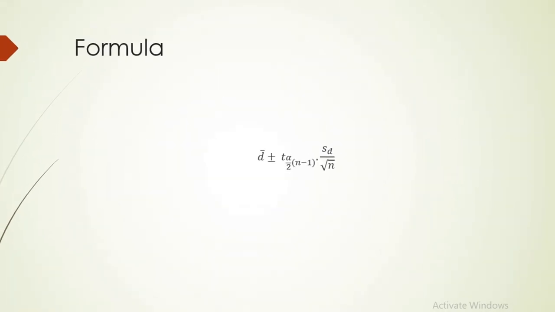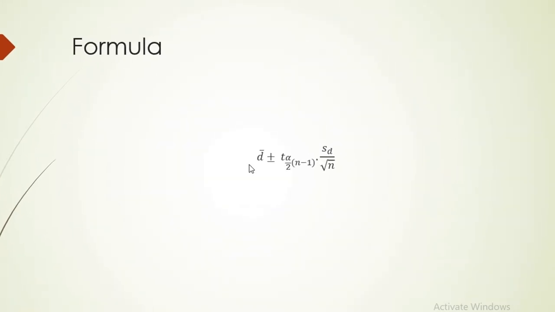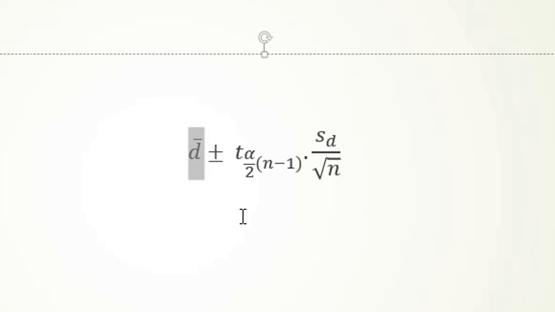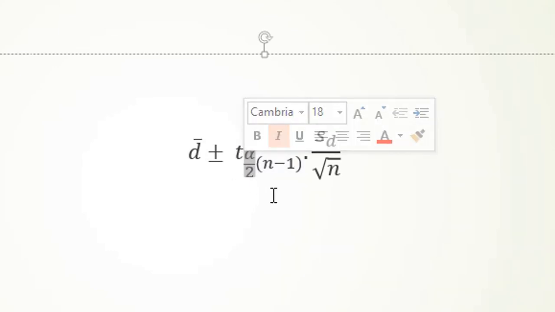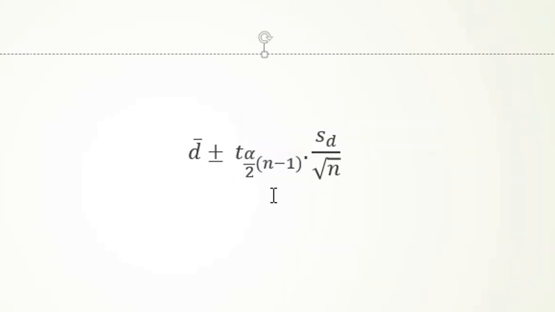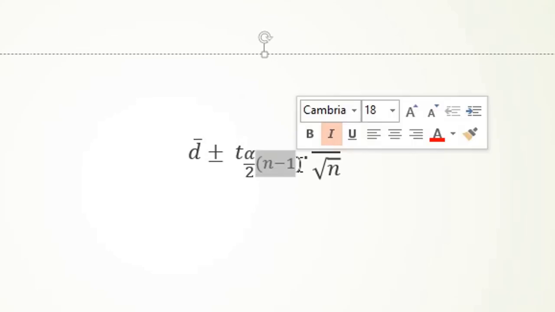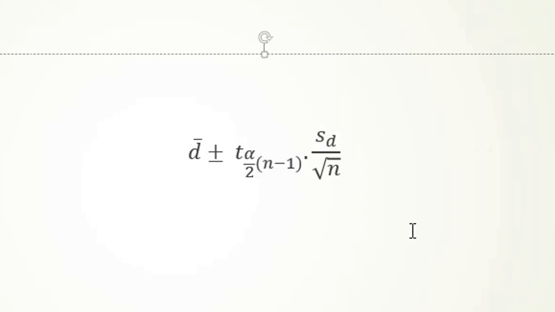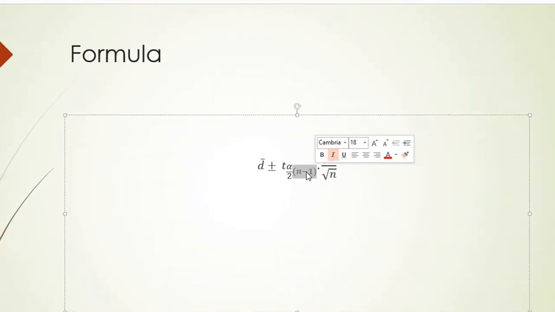So what's the formula for the dependent sample? Bar D is basically the mean of the difference between two sample readings, and SD is the standard deviation of the differences between measurements. Here we use t alpha by 2 as our confidence level, and n minus 1 is our degrees of freedom. So this is the difference between the independent sample t test and the dependent sample in terms of degrees of freedom.